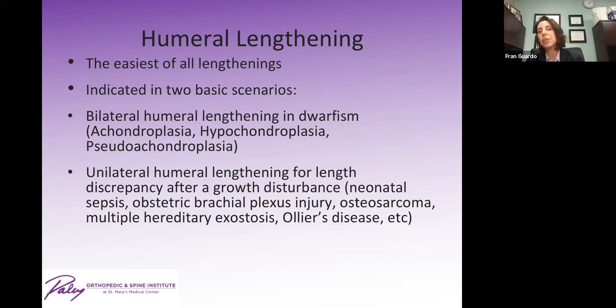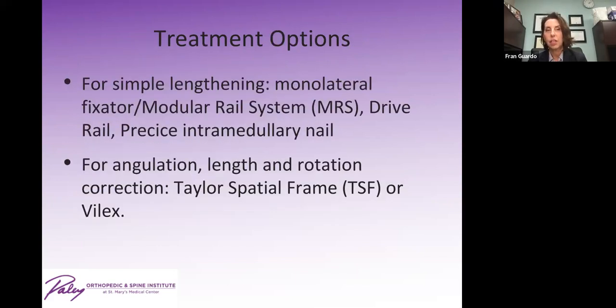This sometimes occurs with neonatal sepsis, obstetric brachial plexus injury, osteosarcoma, multiple hereditary exostosis, and Ollier's disease. These are some of the patients and diagnoses that we have done unilateral lengthenings with, and they're very successful.